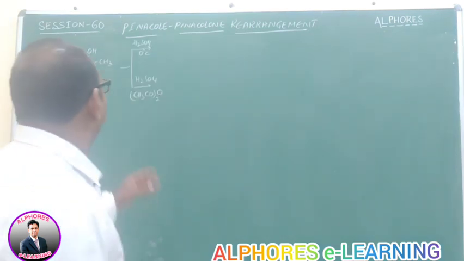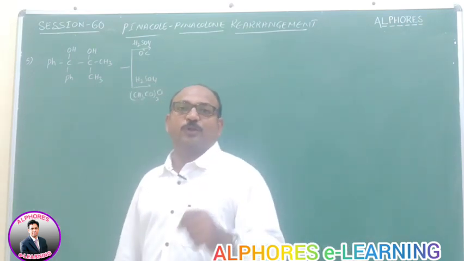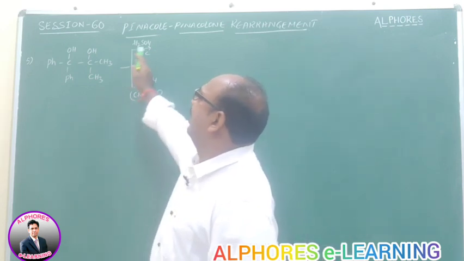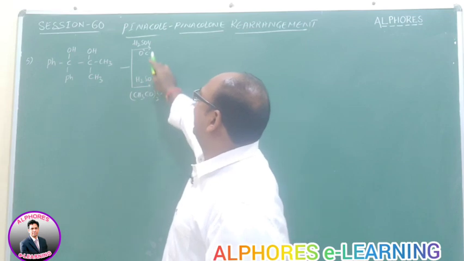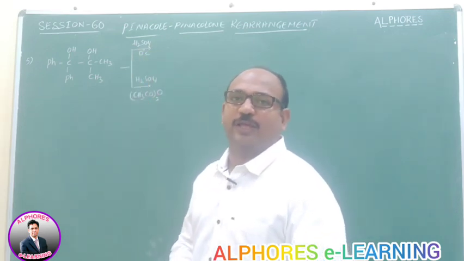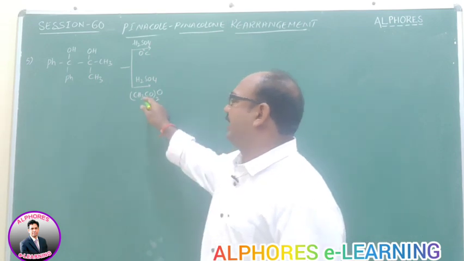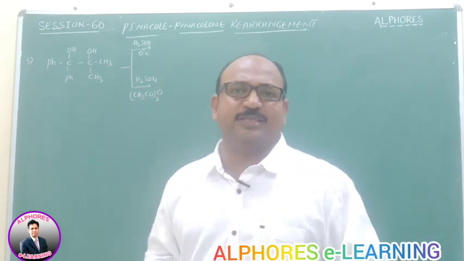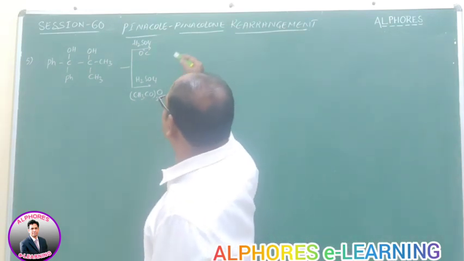Students, have a look here. In this example, I'm going to use the same substrate, an acyclic vicinal diol (pinacol type), with two different reagents: in one case sulfuric acid at 0 degrees Celsius, and in the other case sulfuric acid in the presence of acetic anhydride. In both cases we are getting different products. Let us see what product formation takes place.